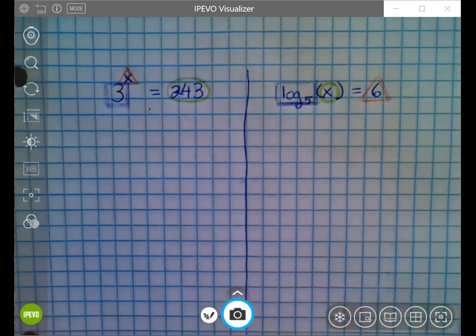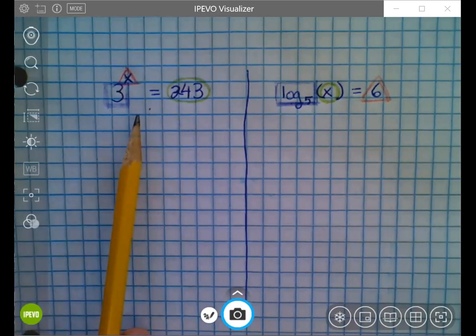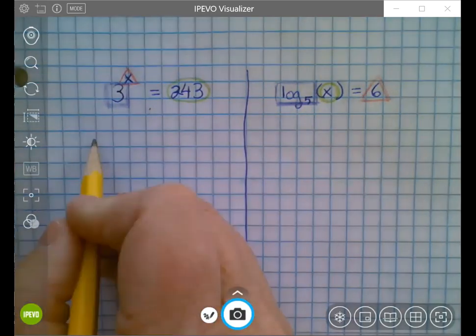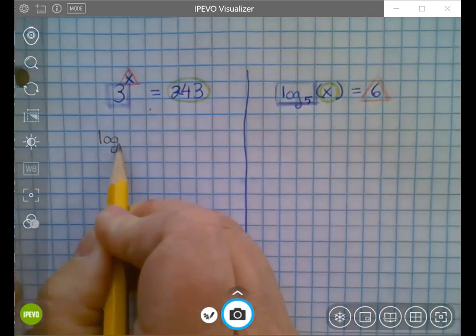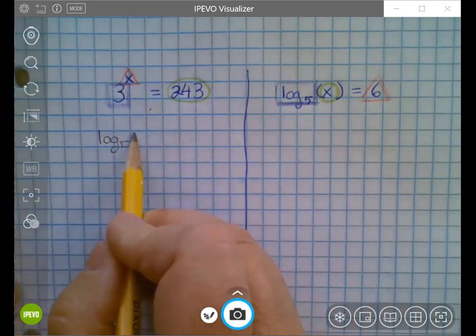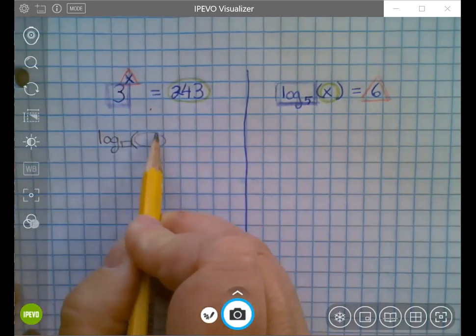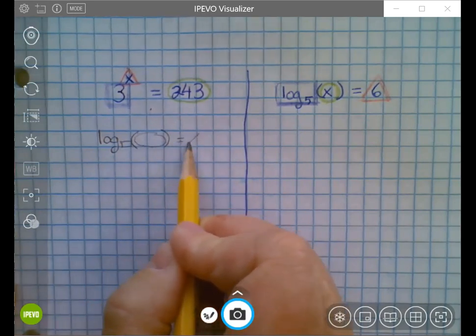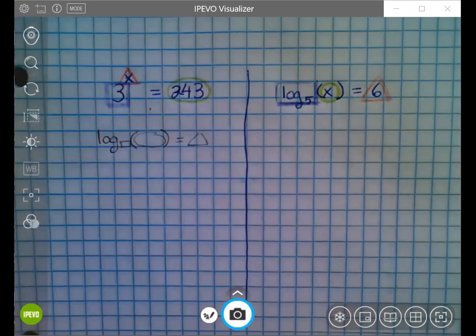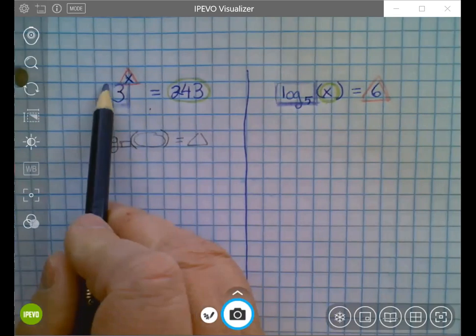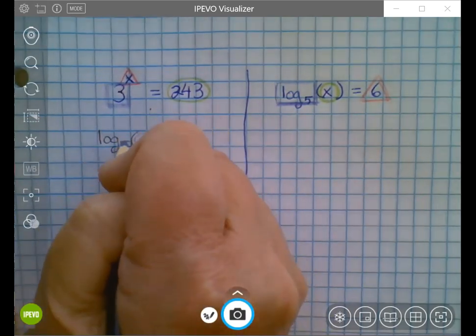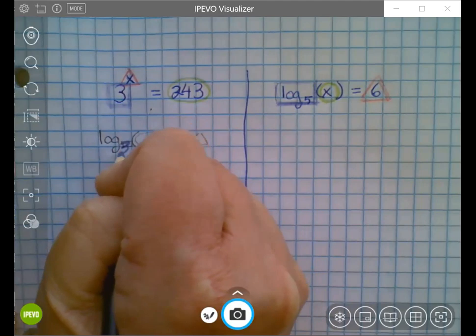And so we use our rewriting technique in order to get the x out, to kind of free it. So we know if we have something in exponential form, we can rewrite it in log form, where we write log, and then we're going to have the base of the argument is equal to the exponent. And I've used some color coding here to show what those are. So the number that's being raised to an exponent, that becomes the base of our logarithm. So this becomes log base 3.